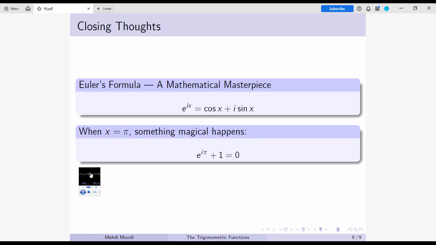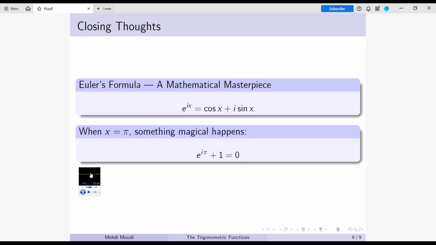It connects 5 of the most fundamental constants in all of math. E, the base of natural growth. I, the imaginary unit. Pi, the circle constant. 1, the multiplicative identity. And 0, the additive identity.